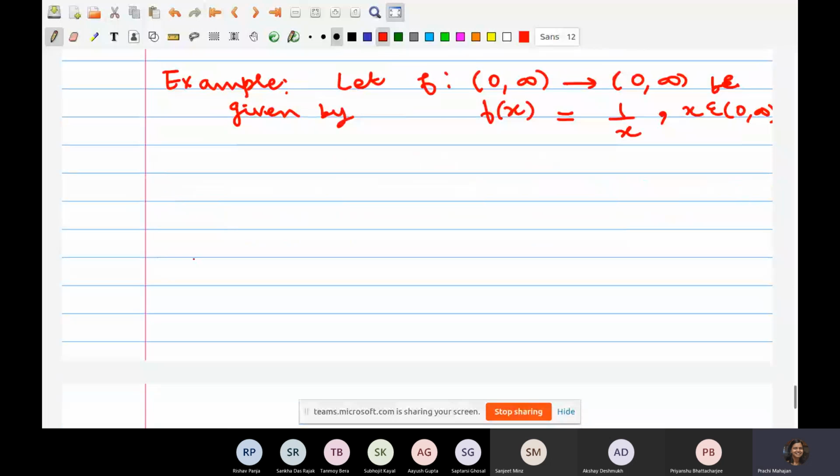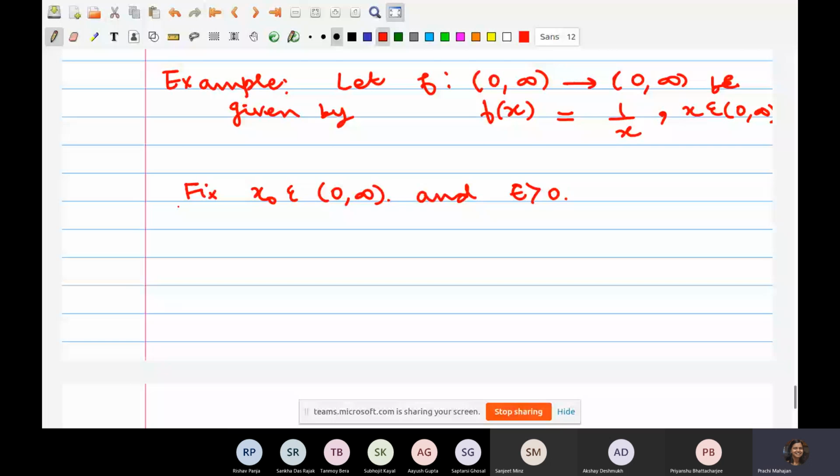So let's fix a point x naught and try to show, using the epsilon delta definition of continuity, that f is continuous at that point x naught. So let's fix a point x naught and let's fix some positive epsilon. What are we required to do? We are required to find a delta such that whenever we are in delta neighborhood of x naught, f must take it into epsilon neighborhood of f of x naught, right?